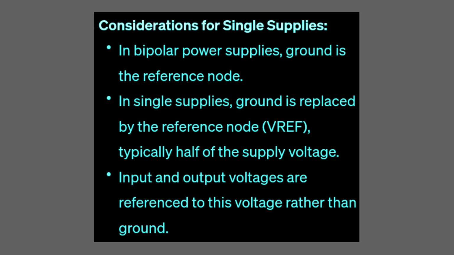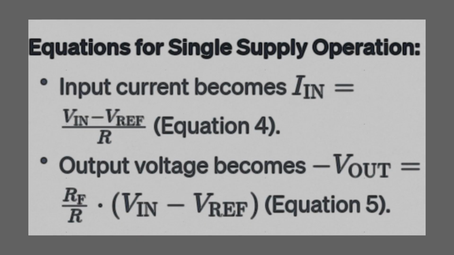The above discussion is based on bipolar power supplies. If single supplies are used, the ground is replaced by the reference node, which has a voltage level of Vref, which is typically half of the supply voltage. The input and output voltages are then referenced to this voltage rather than ground. The input current becomes In equals Vn minus Vref by Rn. Output becomes Vref minus Vout equals Rf by Rn times Vn minus Vref.